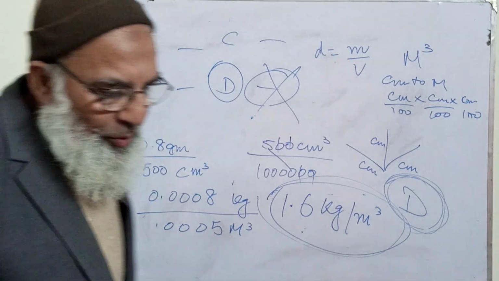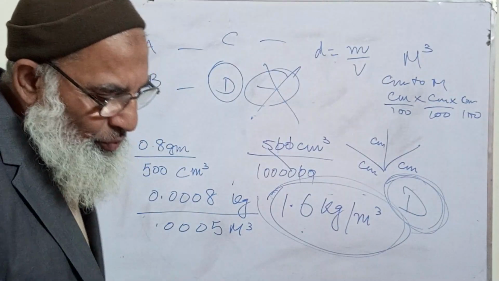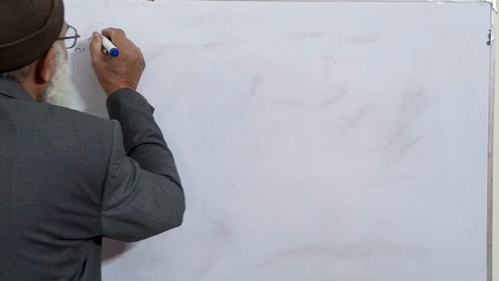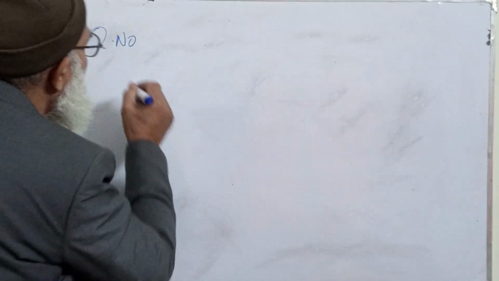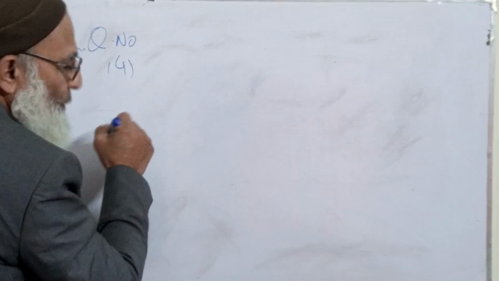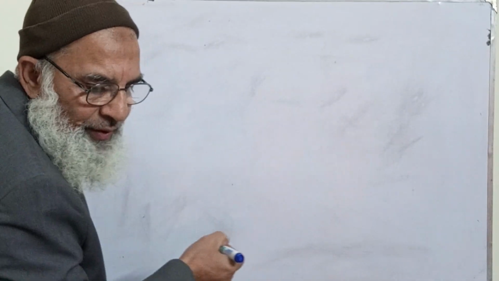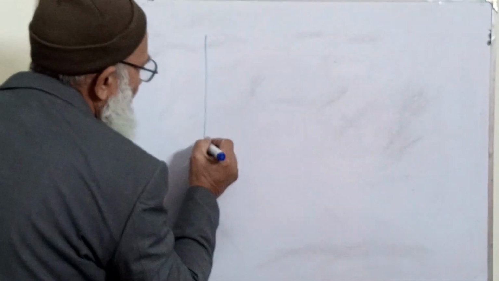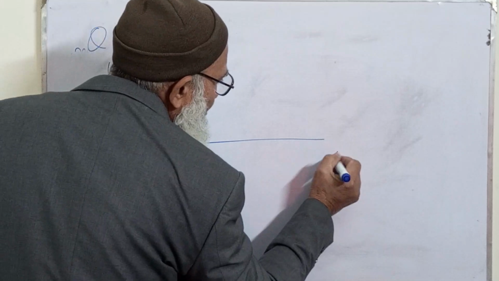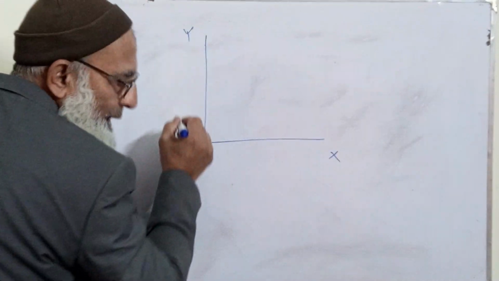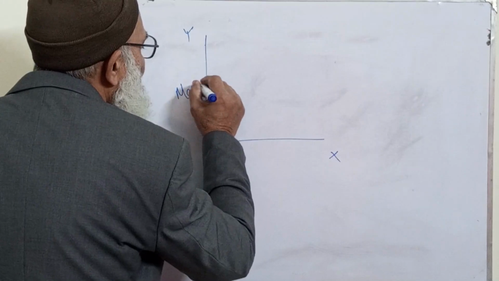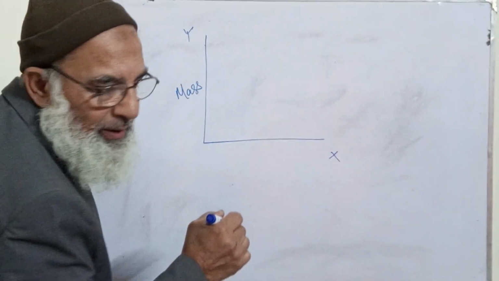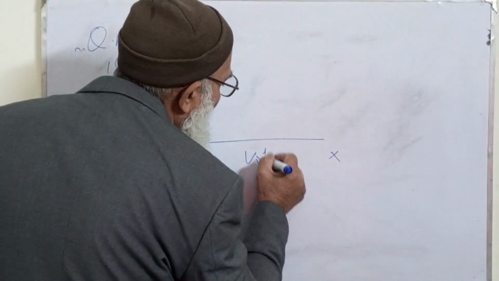Okay. Now let me proceed to your next question, which is question number 4. The last one was question number 3. Numericals of first questions are underway. Y-axis, x-axis, and what is given here? This is mass, M-A-S-S, and this is volume, I think. Yes, this is volume.